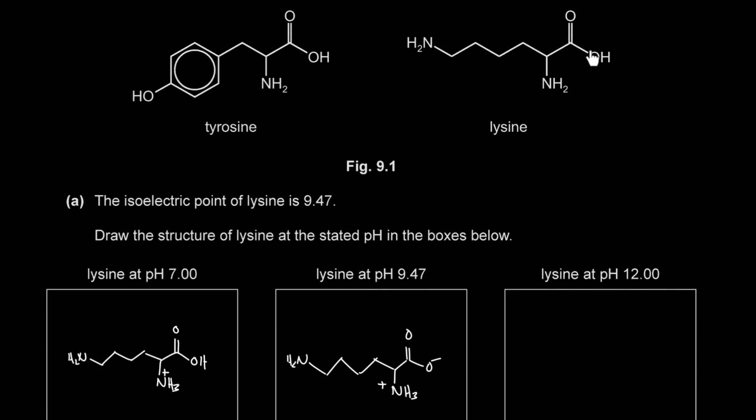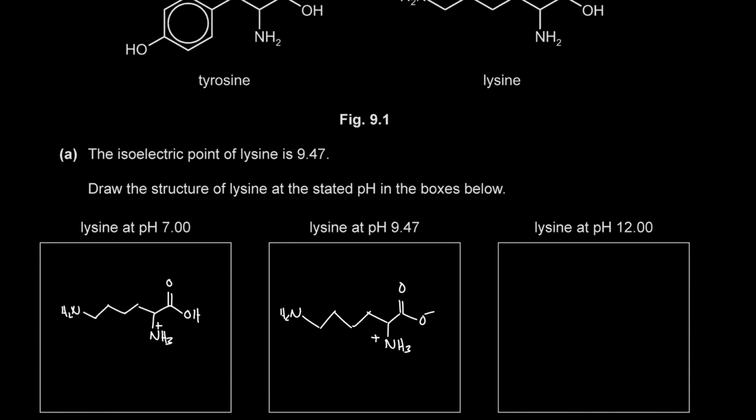And at a pH of 12, that's above the isoelectric point, we have an excess of hydroxide ions, which means that the acid group loses its proton. So what we have is the NH2, and then 1, 2, 3, and then 4, and then over here we have an NH2, and then we have a CO2 minus. So it has a negative charge, because the pH is above the isoelectric point.